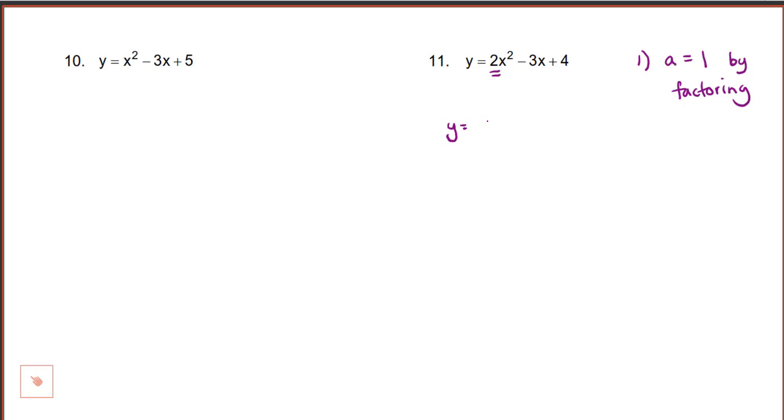So y equals 2 parentheses. Okay? And what do we get? X squared minus. Yeah, but I would rather you write this. And then what? Plus 2.9 over 4. Plus 2.25. Okay.